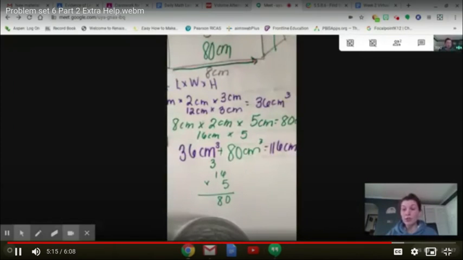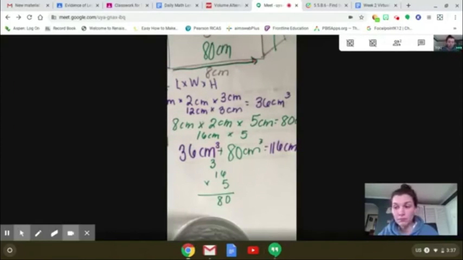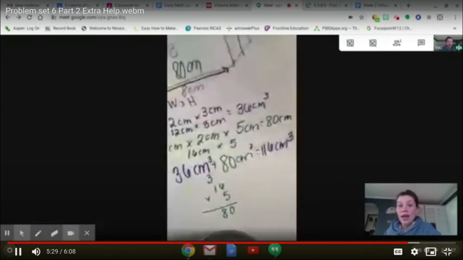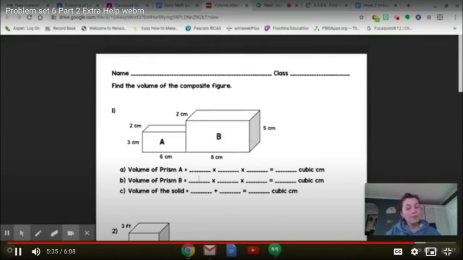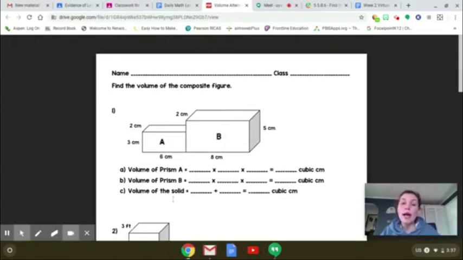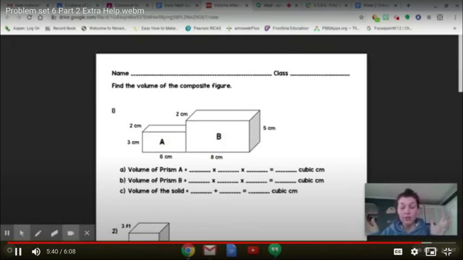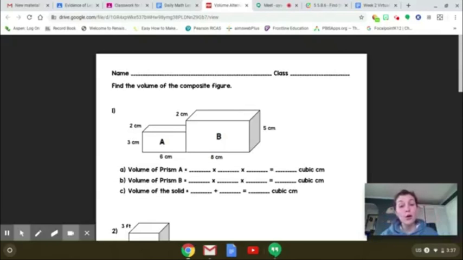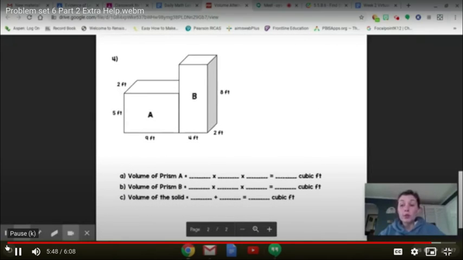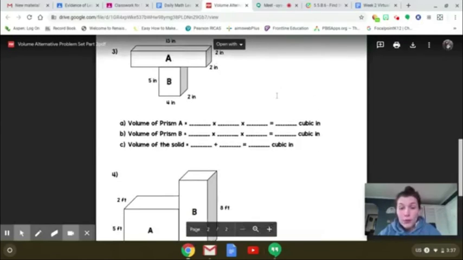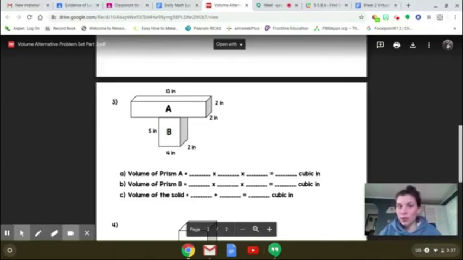So again, what I have to do is find the volume of both shapes, the volume of shape A and the volume of shape B, by using length times width times height and the measurements that are already there. I find the volume of A and the volume of B in cubic centimeters. Then I add those two volumes together to get the total. I hope that helps. You have 3 more problems to do on your own. Make sure you are using the bottom part to help you. If you need to, you can label the different parts of the shape to help you figure it out.